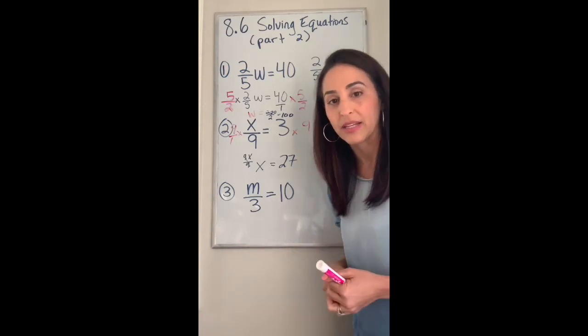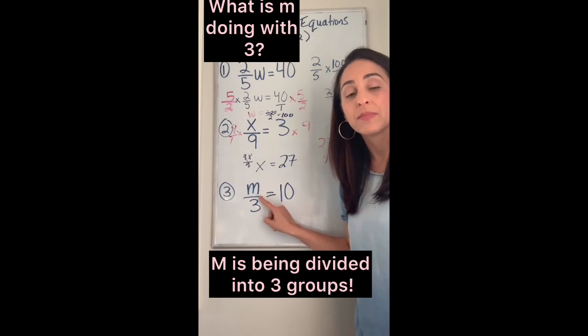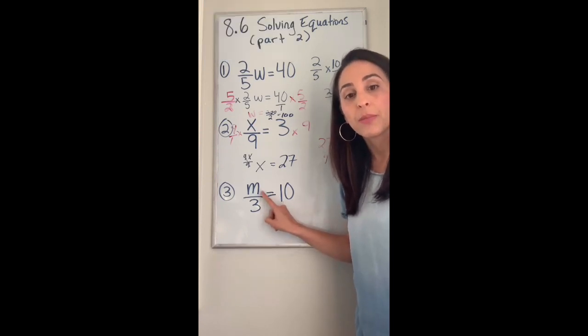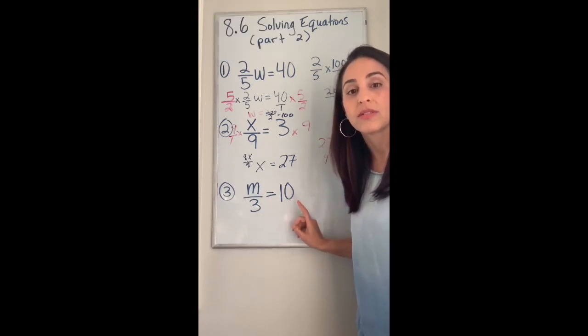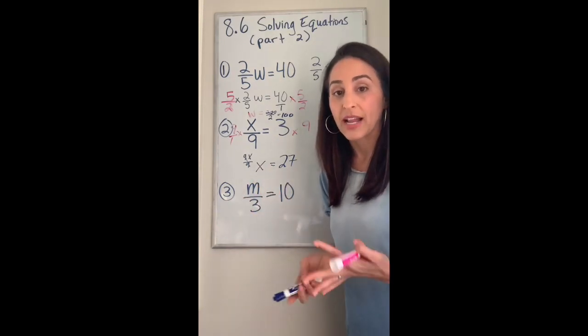The last example is m. What is m doing with 3? M is being divided by 3. So some number divided by 3 equals 10. It has to be a greater number. So this is how we solve it algebraically.